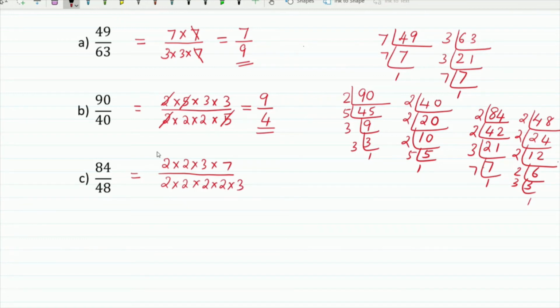So we can write 48 as 2, 4 times in total, and one 3. Now we cancel the common factors on both numerator and denominator: two 2s and one 3. So only 7 is left out in the numerator and 2 2s are 4 is left out in the denominator. So 7 by 4 is the simplest form of 84 by 48.